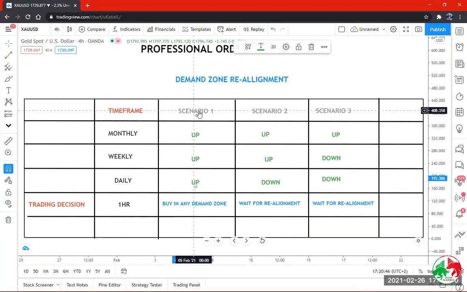This was the example for scenario one. The monthly was bullish, weekly was bullish, the previous daily was bullish, then the trading position was based on the 1 hour time frame. We were looking for demand zones, right? If all these three time frames are aligned, you will only be looking for demand zones. All these other supply zones and everything, we are not interested in those. You can use those for your take profit, maybe. But what we are much more interested in is the demand zones.